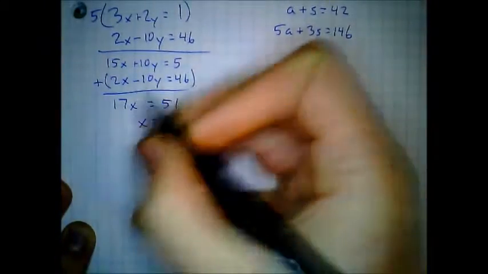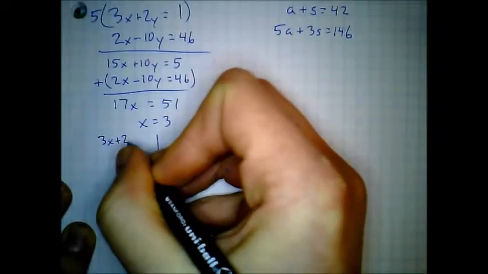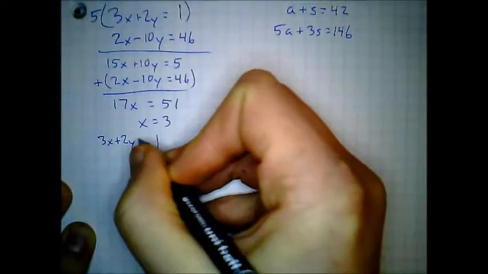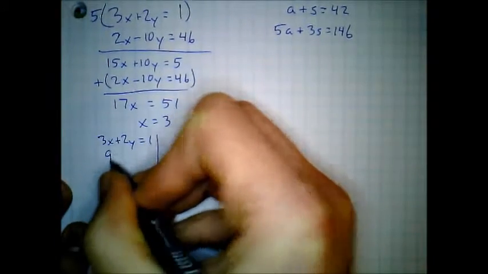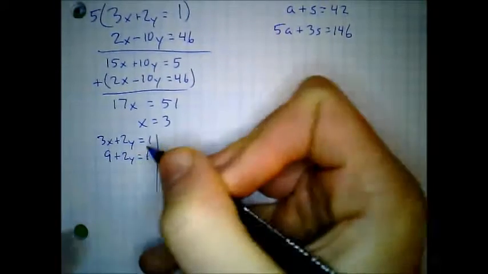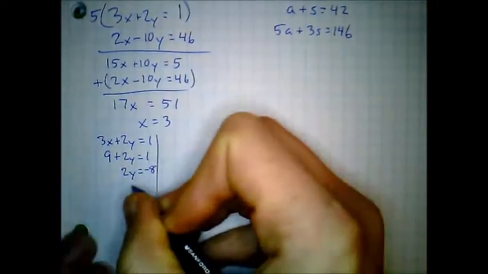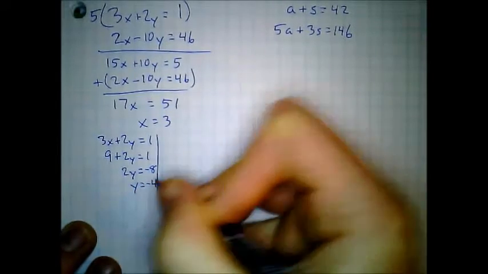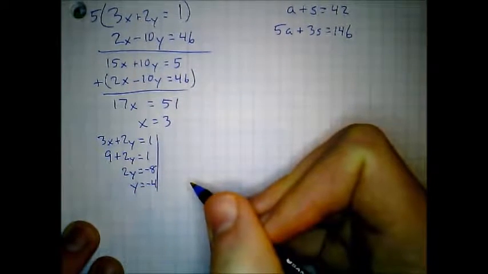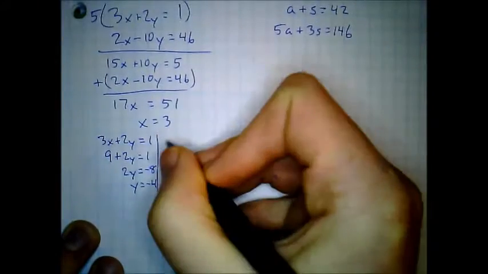Like always, got to figure out what our y is. We go back to the two original equations. 3x plus 2y equals 1. 3 times 3 is 9. So 9 plus 2y equals 1. Subtract 9 from both sides. 2y equals negative 8. Divide by 2. y equals negative 4.